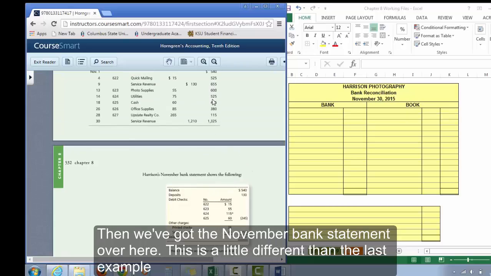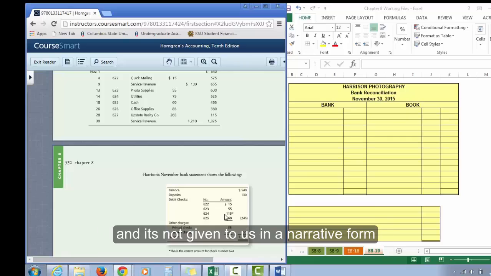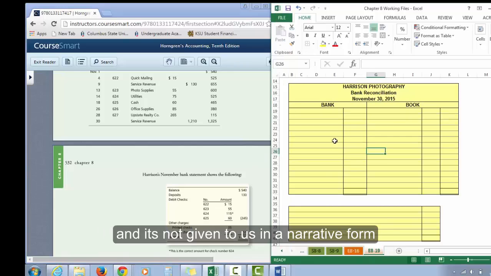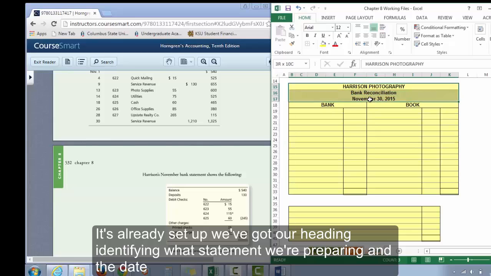Okay, so this is a little different than the last example we did with a bank reconciliation, where we actually have to look at the items and it's not given to us in a narrative form. So I've already got it set up here in that Excel work file for you. We've got our heading, identifying what statement we're preparing, and the date.